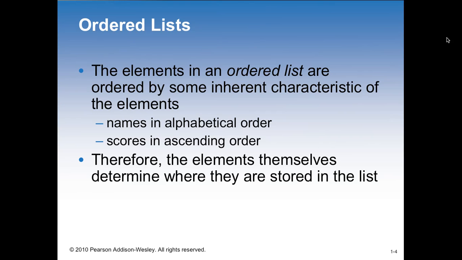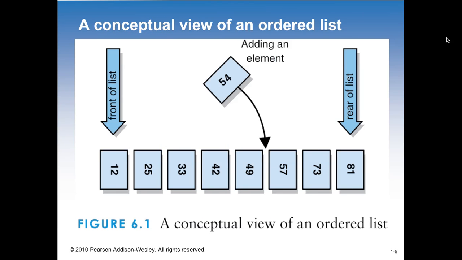Therefore, the elements in the list themselves determine where they are stored in the list, and the elements are keeping track of themselves, putting themselves in their own order. And here's a conceptual view of the ordered list, where we have from the list we have a bunch of numbers, and they're in sequential orders. So if we wanted to add the number 54 to the list, it would go between 49 and 57, according to this kind of structure.